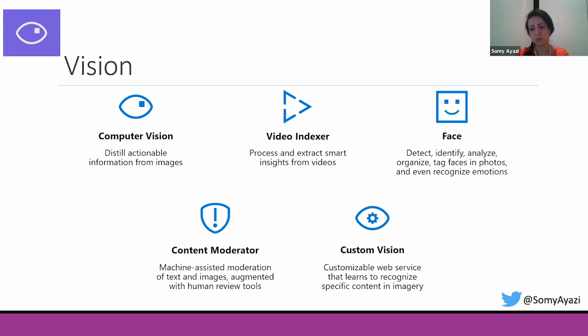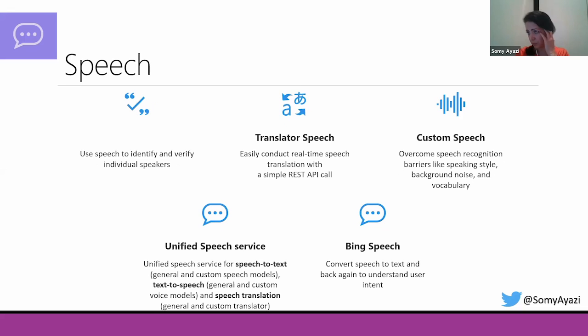And even for the content moderator, you can train your model to pick up unwanted information and then do something with it, filter it out so that your customer doesn't see that information.